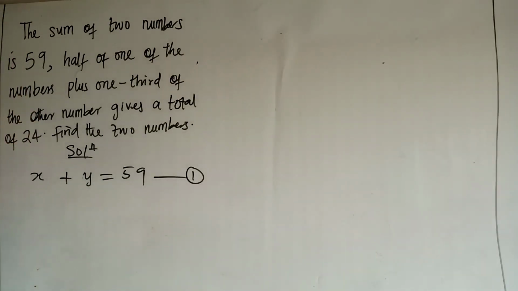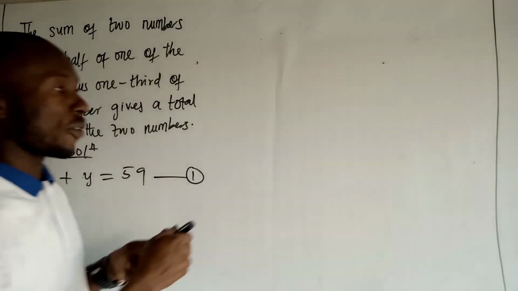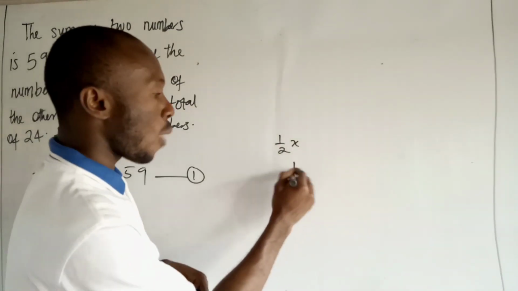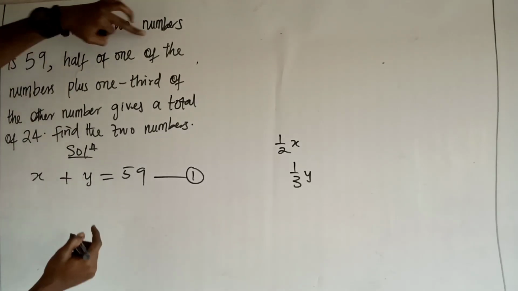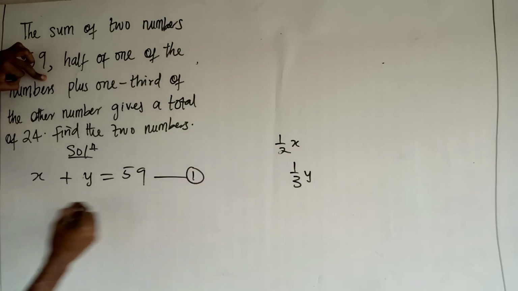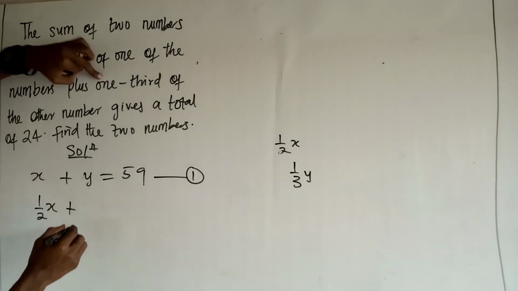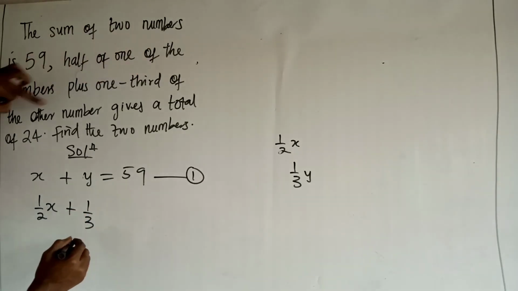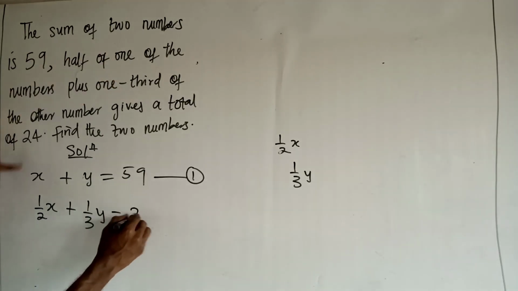Okay, now the next statement says half of one of the numbers. Half of a number is just like half of x. This is half of x, and this is 1/3 of y. So they say half of one of the numbers, so let us assume that one of the numbers is x here. So half of x, then plus 1/3 of the other number, which is y, gives a total of 24.